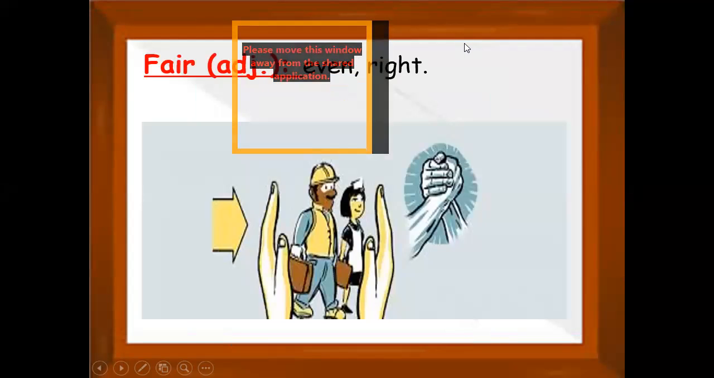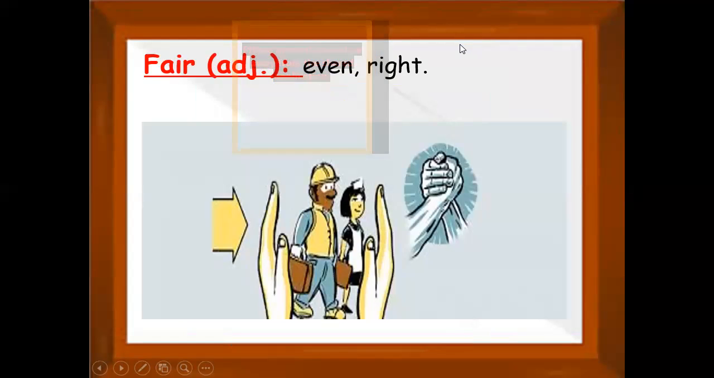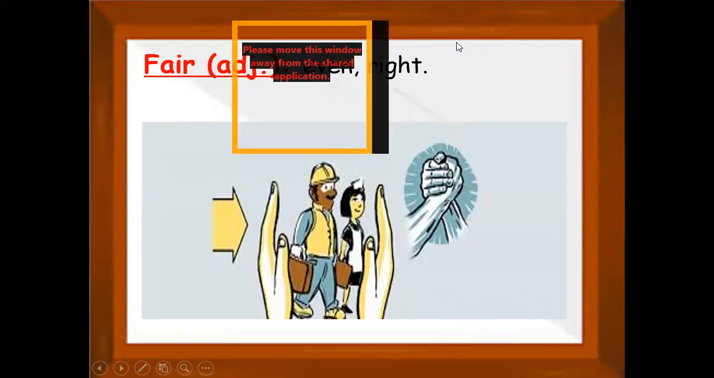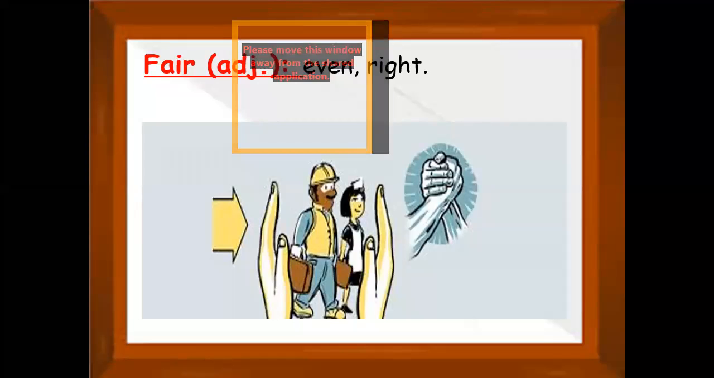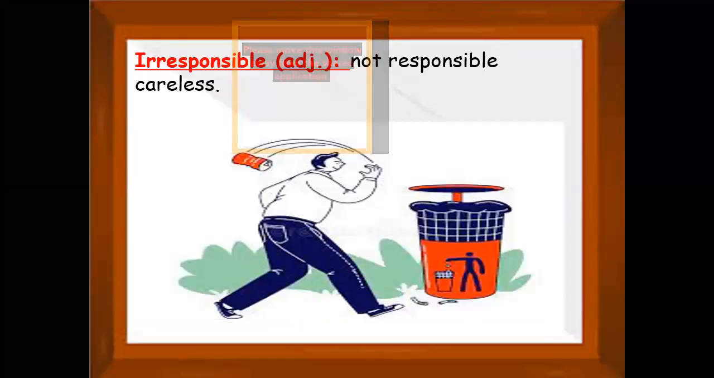The first word that we have is fair. We can use this word before adjectives to give the meaning of even. When you say she is a fair beautiful girl, mute your mic. Or it can give you the meaning of right, being right. So the word fair is right, or we can put it before adjectives to give you the meaning of even, or to some degree.